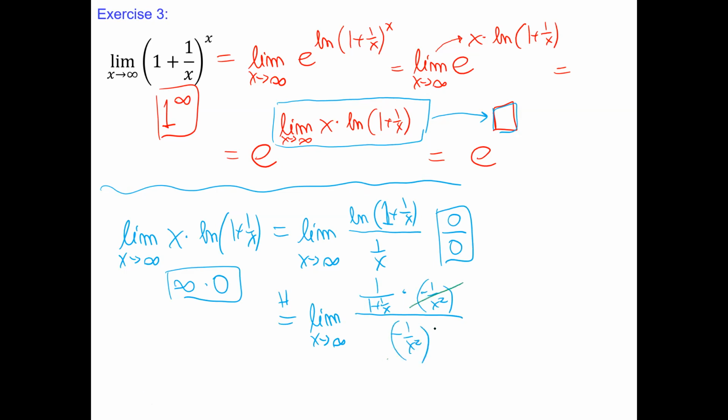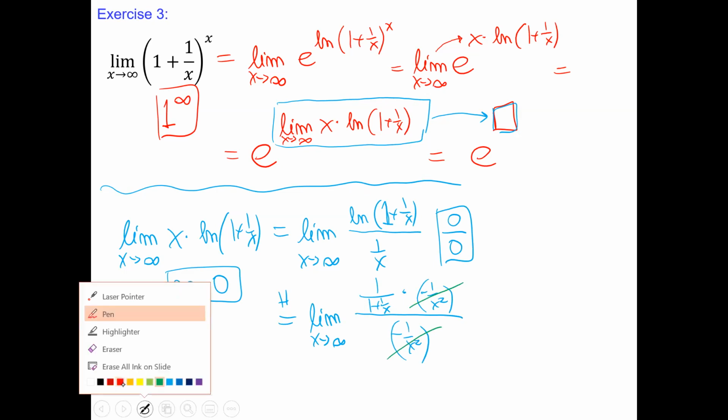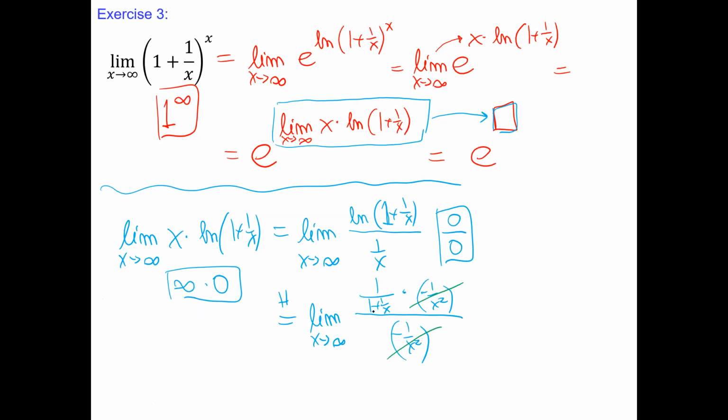Nice. We may cancel this out. And as x goes to infinity, 1 over a big number is small, so this is 0, and 1 over 1 is 1. The final answer of the blue limit is 1, but we know that this will go here. Wow, the answer is just e.